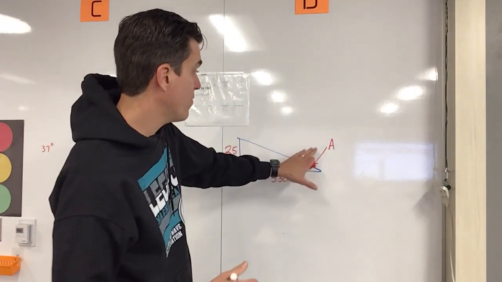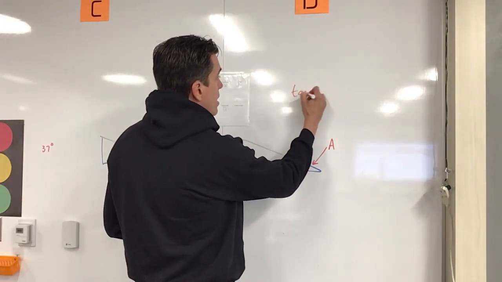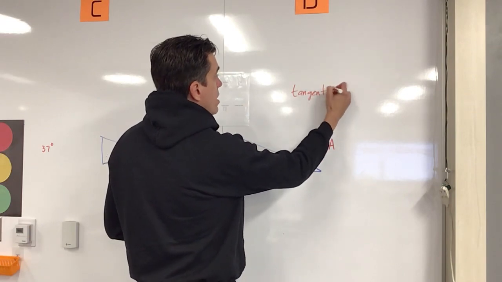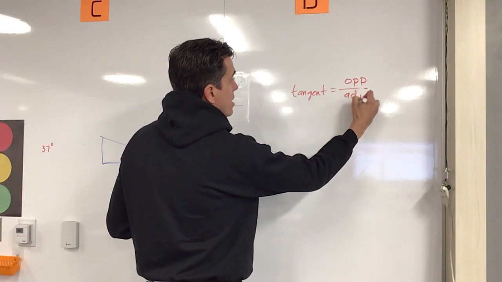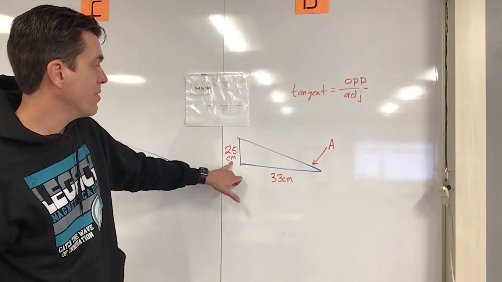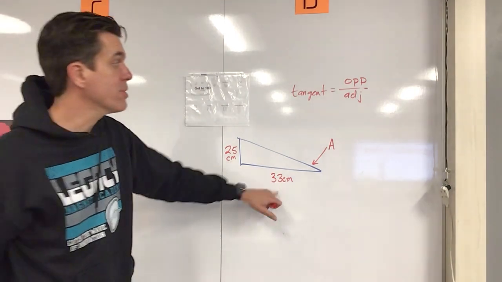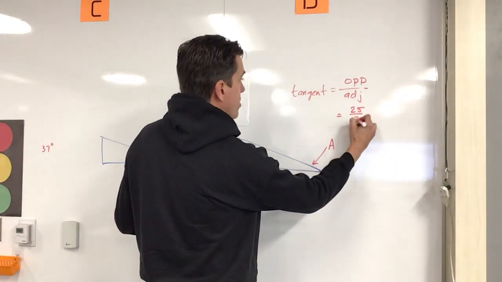Now, to find angle A, there's that tangent ratio we talked about. The tangent ratio equals the side opposite your angle over the side that's adjacent. So in this case, opposite is 25 centimeters, adjacent is 33 centimeters. So we want to write that ratio as 25 over 33.